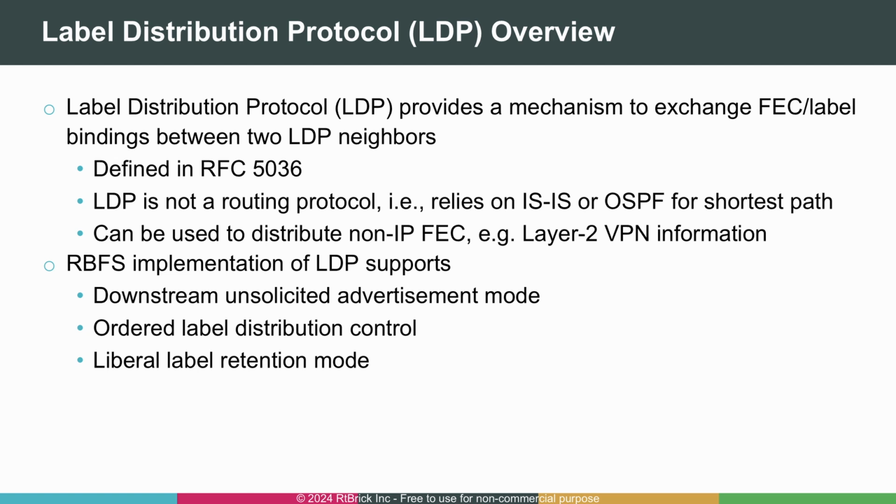The RBFS implementation of LDP supports downstream unsolicited advertisement mode and uses ordered label distribution control, meaning it only sends a label binding to its upstream neighbor if it has received a label binding from its downstream neighbor before. RBFS also uses liberal label retention mode, keeping also bindings from LSRs that are not next hops.